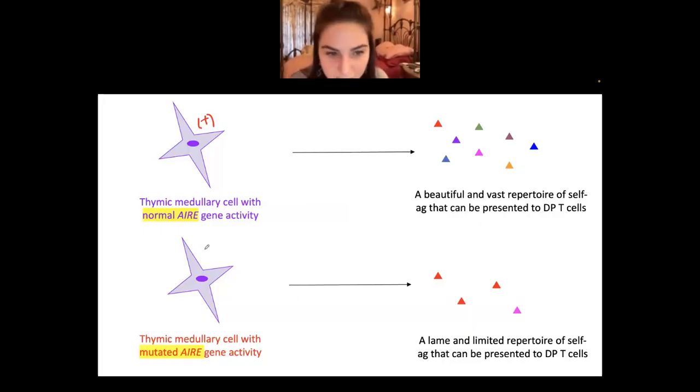But let's say we have a mutation in AIR. AIR got mutated in some way. Maybe it got knocked out completely, so it's not able to do that anymore. So we have a very limited repertoire of self-antigen. Maybe it can only show skin antigen, and that's it, or skin and maybe a little bit of something else. That's why it's really bad to have these AIR mutations, because you can't show the T cell all of the potential self-antigens that it could come in contact with when it's going around in the periphery.